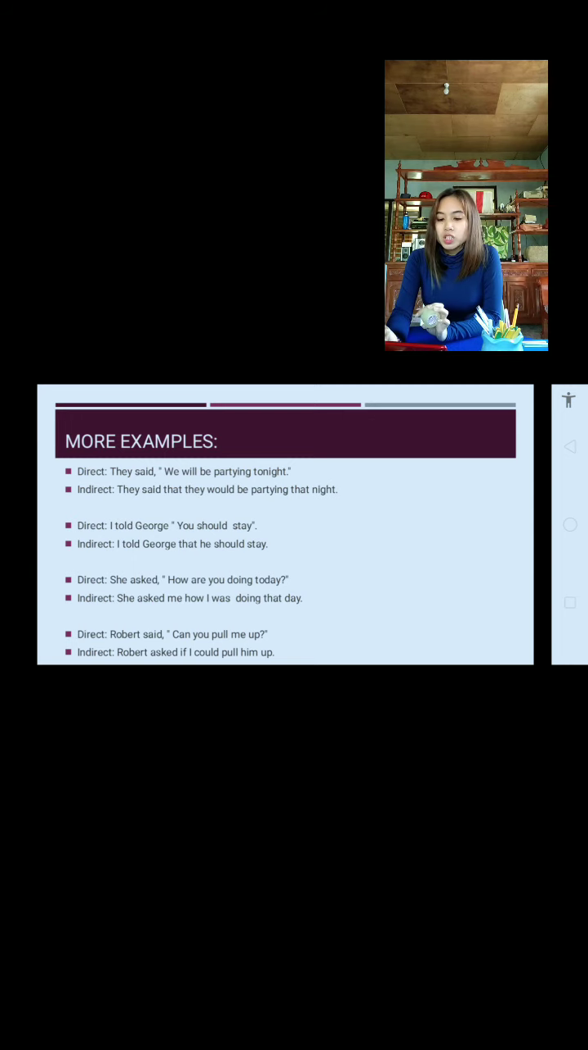Our example, I told George, "You should stay." It will become, I told George that he should stay. Because I'm the one who uttered the statement, I'm referring to George. George is a boy, so he, that is he.